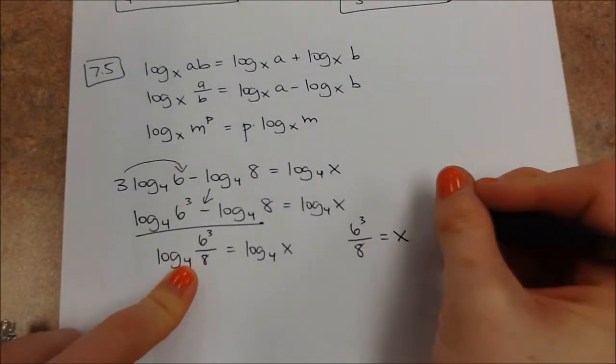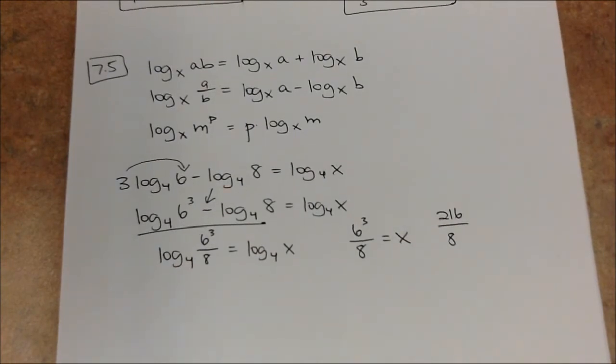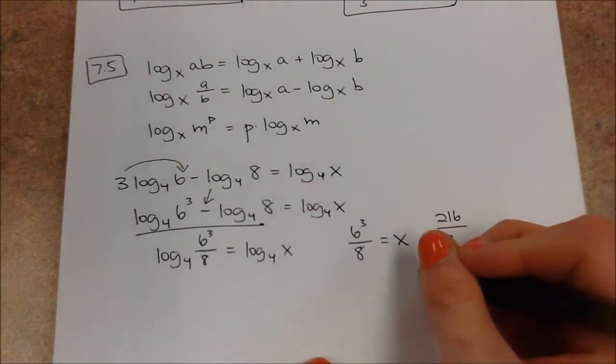Okay, and 6 cubed is 216 divided by 8. I don't think that's anything that comes out even. It might. Let's find out. 216 divided by 8. Oh, it does. It's 27.